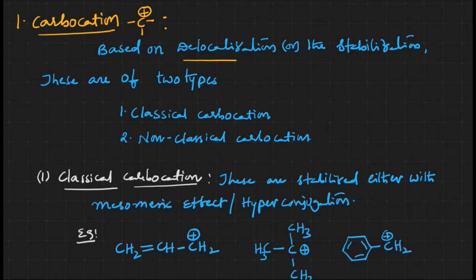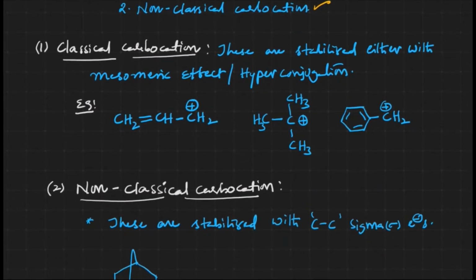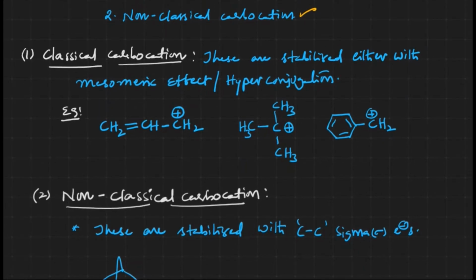Based on delocalization or stabilization of the carbocations, these are of two types. The first one is classical carbocation, the second one is non-classical carbocation. Let us see what is meant by classical carbocation. These carbocations are stabilized either by the mesomeric effect or hyperconjugation. For example, we have taken an allylic carbocation here. This will be stabilized by the adjacent pi bond. Pi cation delocalization takes place. What is happening here? We can see the mesomeric effect.